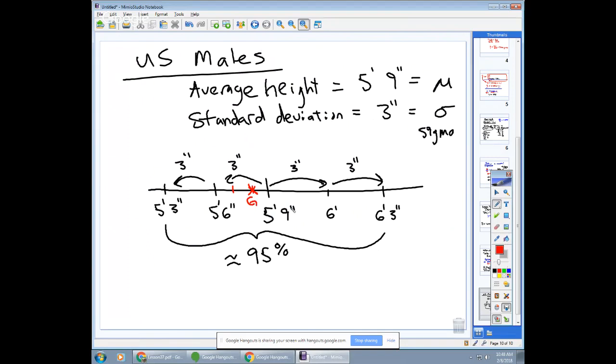Am I a whole standard deviation below average? No, I'm just a part of a standard deviation below average. What part of a standard deviation would you guess? I'm 1 inch below average. What's a standard deviation here? 3 inches. So I'm 1/3 of a standard deviation below average. That would be my z-score. Okay. So I am 1 inch below average.